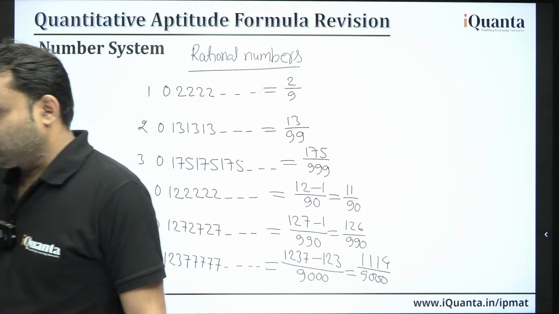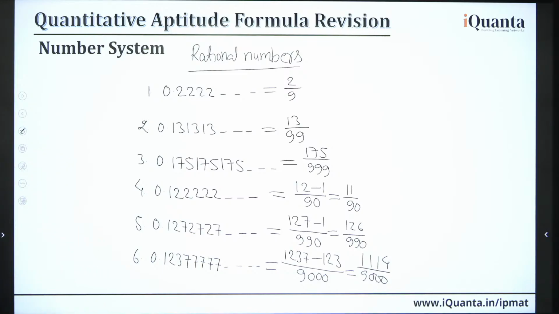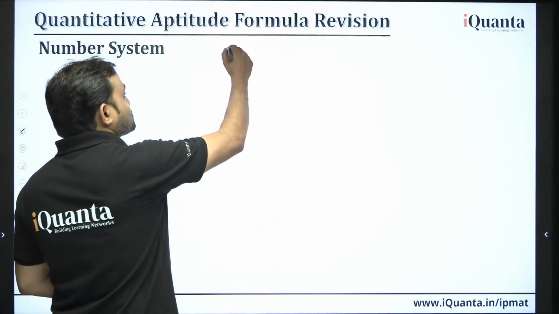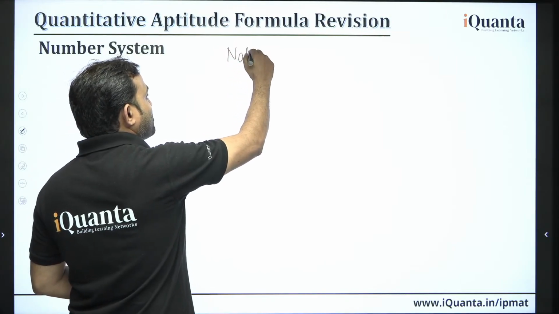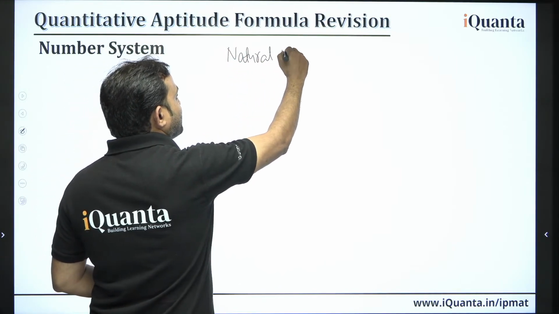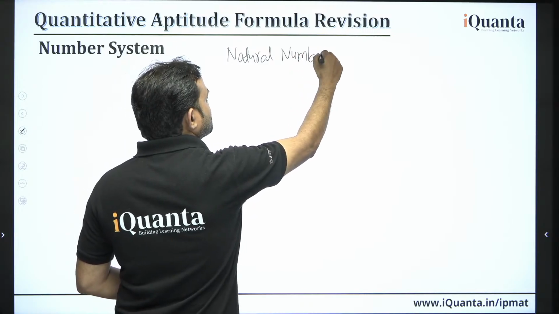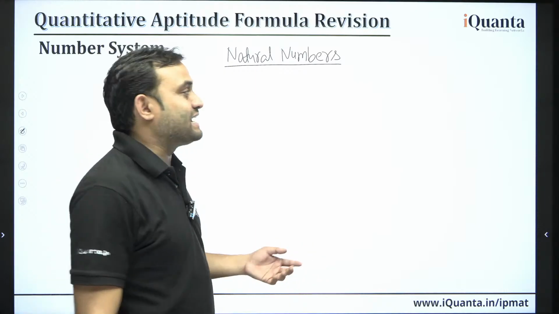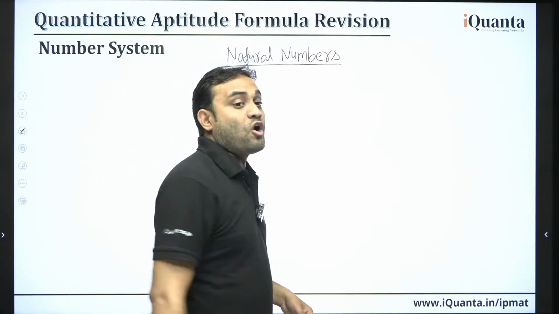Okay, now let's go to the next part, and we are going to talk about natural numbers now. Natural numbers are basically 1, 2, 3, 4, 5, 6, 7, 8, 9, 10, which is also known as positive integers.